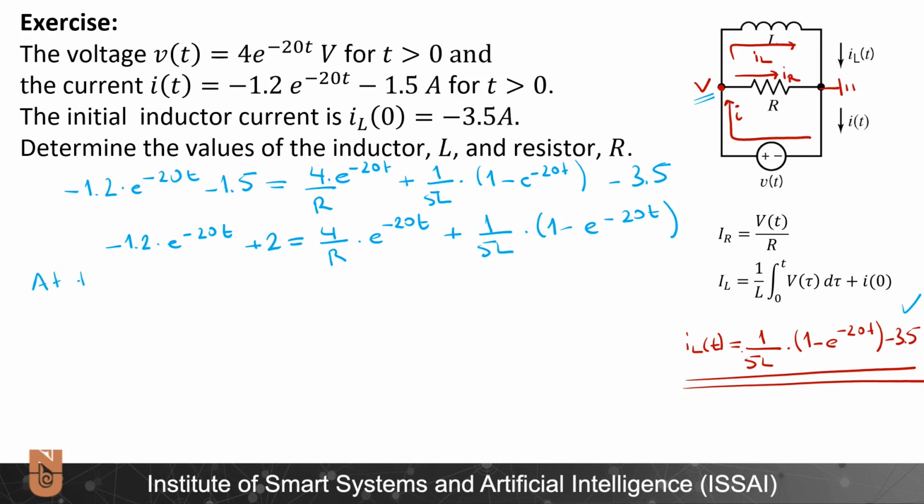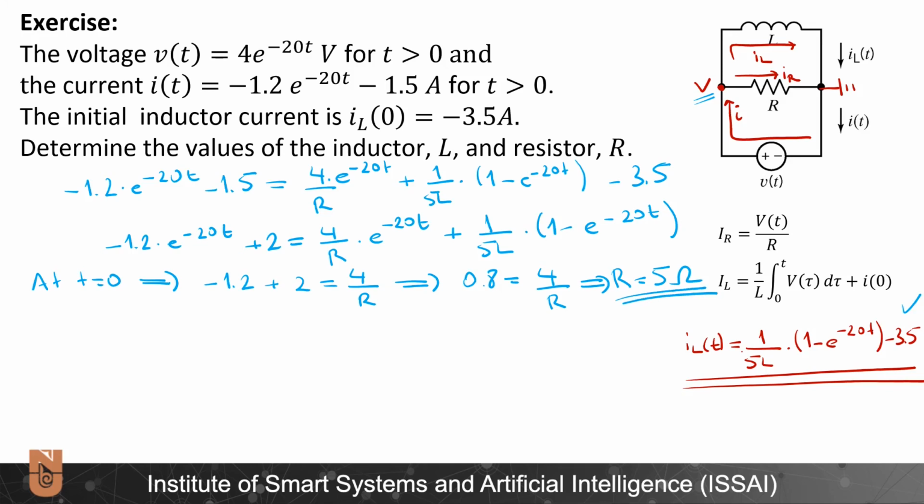At t is equal to 0, we will have minus 1.2 plus 2 is equal to 4 over R plus this whole expression will disappear because 1 minus 1 will give 0. So this whole thing goes out. So now I can calculate R. 0.8 is equal to 4 over R, and from here I have R as 4 divided by 0.8, which is 5 ohms.